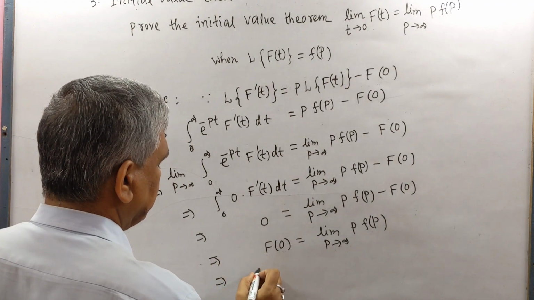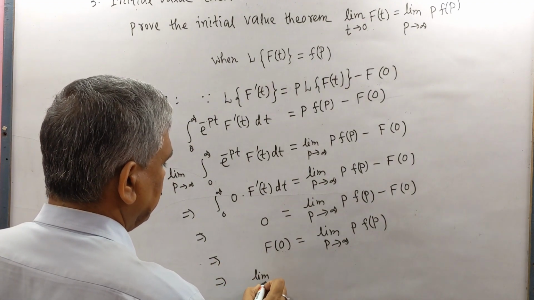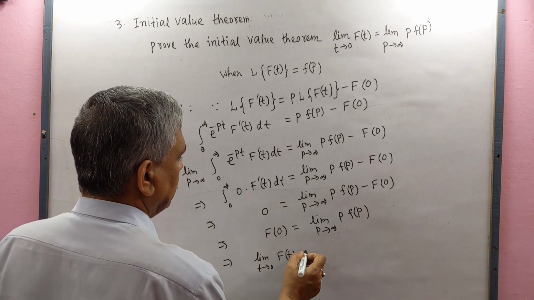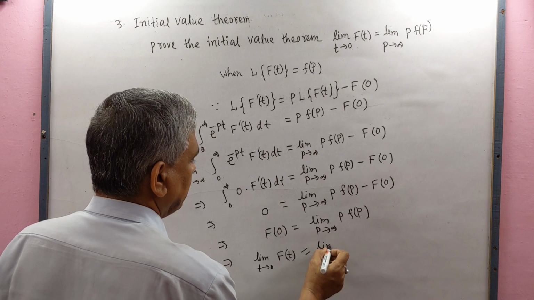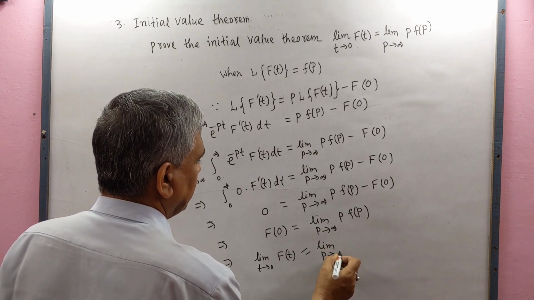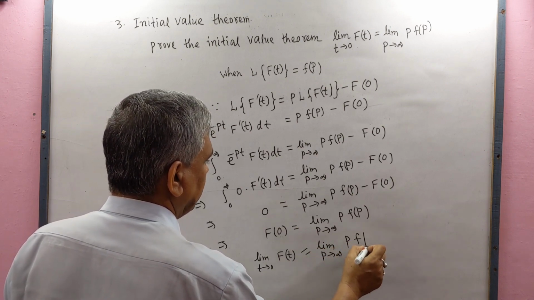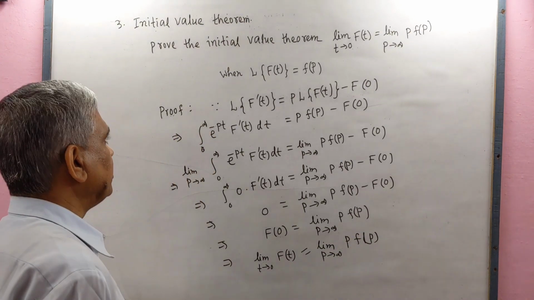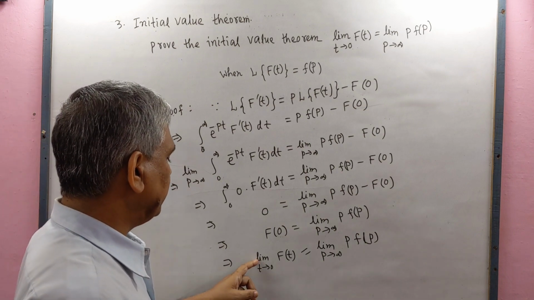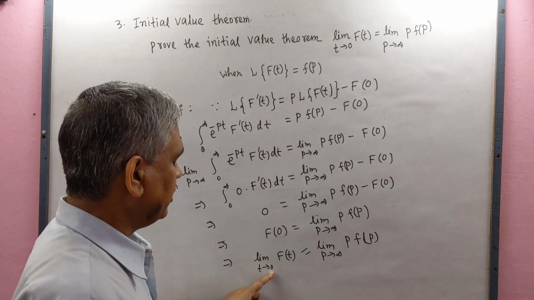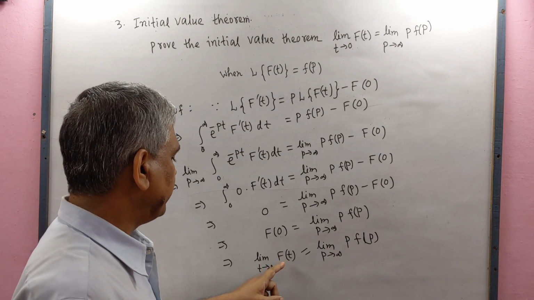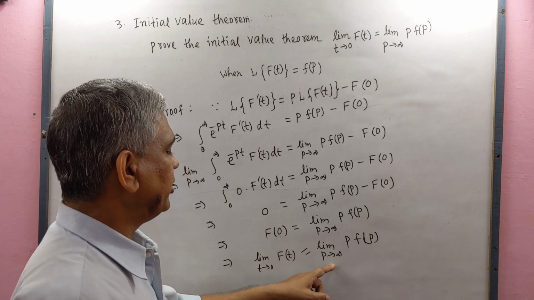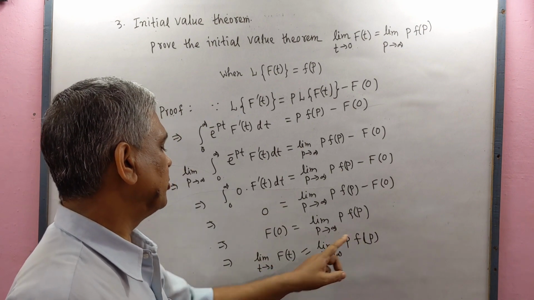We may write this as limit t tends to 0 of f(t) equal to limit p tends to infinity of p f(p). It is said to be the initial value theorem because limit t tends to 0, the initial value of capital F(t), is the limit p tends to infinity of p times the Laplace transformation of capital F(t).